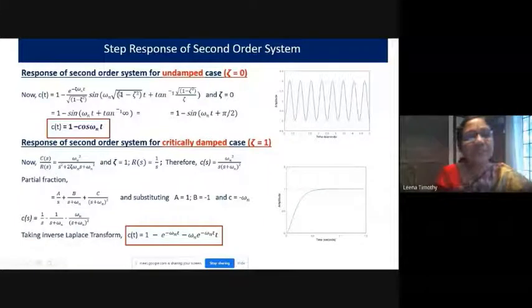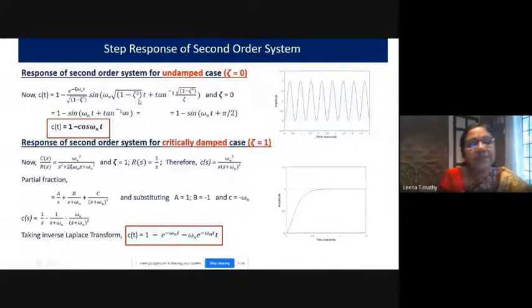So substitute theta is equal to 0. So you will get sine omega n t, and that term will become 1. Omega n into t plus tan inverse infinity, that means pi by 2. So c of t is equal to sine of omega n t plus pi by 2.